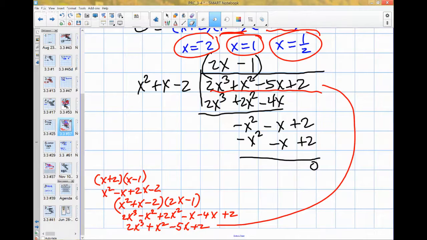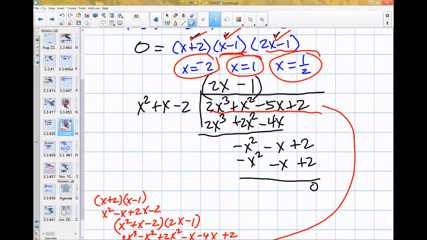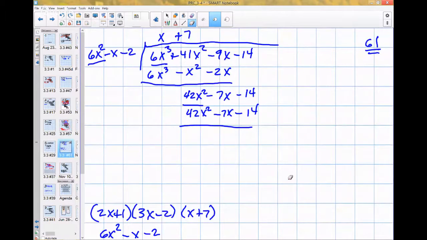Maybe we'll do another one, and maybe the next one will have remaining factors. I can't remember. So let's do 61 and see. Maybe we'll have an example of one like that. Okay, so let's take 61 and see what happens there.